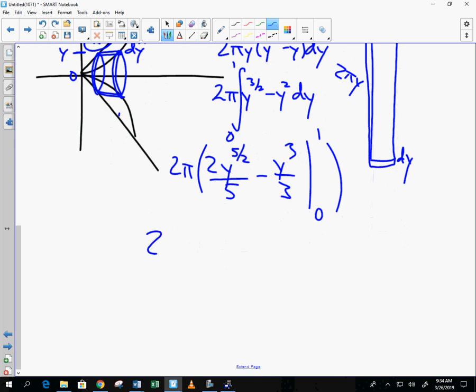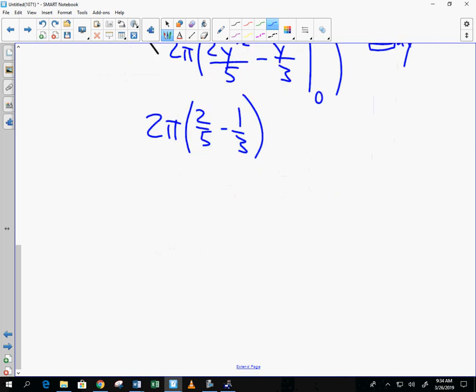Plug in 1, I get 2 pi times what? 2 over 5 minus 1 over 3. Common denominators, 2 pi times, let's see, multiply by 3, I get 6/15 minus 5/15. So 2 pi over 15.